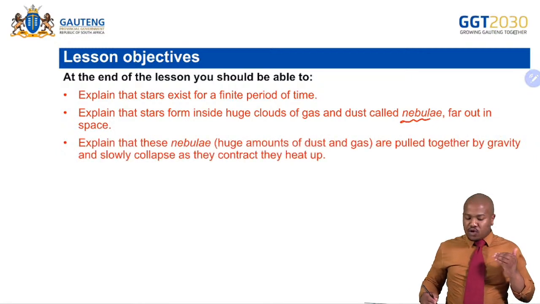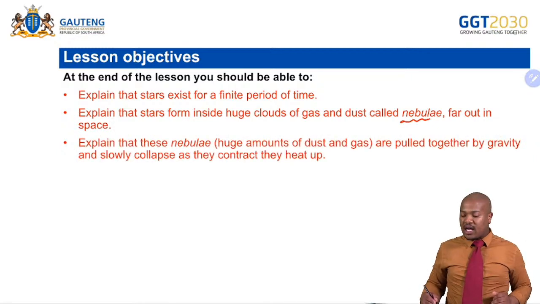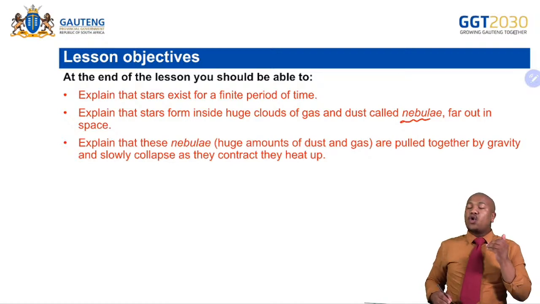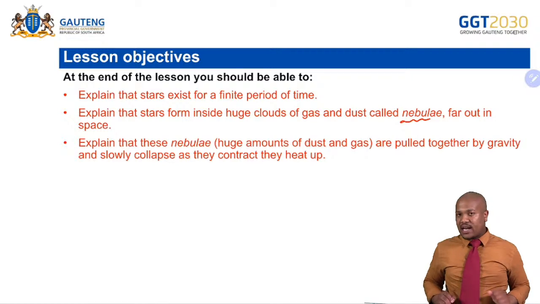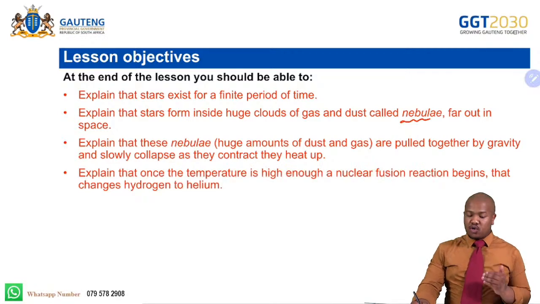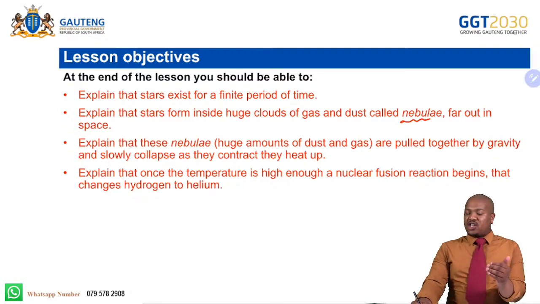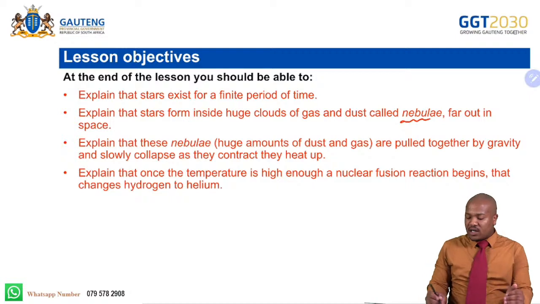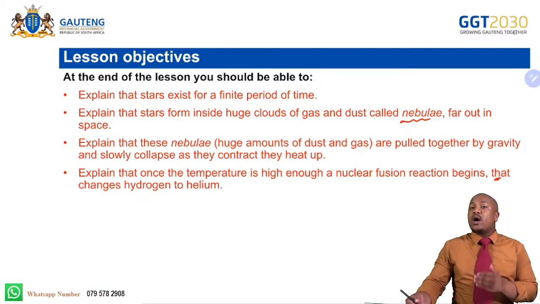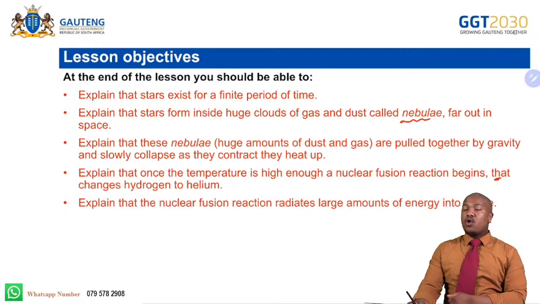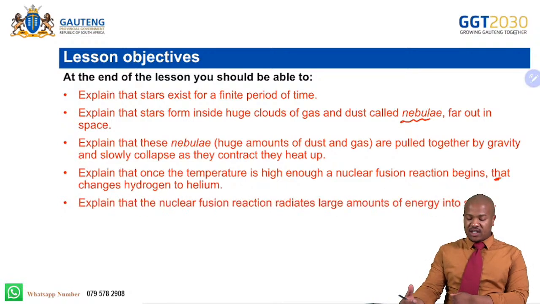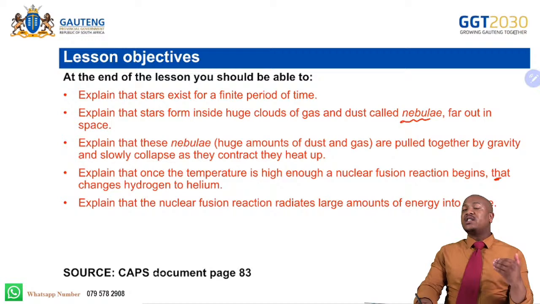You should also be able to explain that these nebulae are pulled together by the force of gravity and slowly collapse as they contract, and as they contract, they heat up. Once the temperature is high enough, the nuclear fusion reaction begins, changing hydrogen to helium and radiating large amounts of energy into space. All this information is found in the CAPS document on page 83.